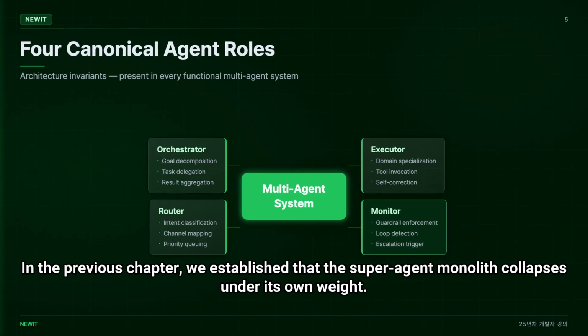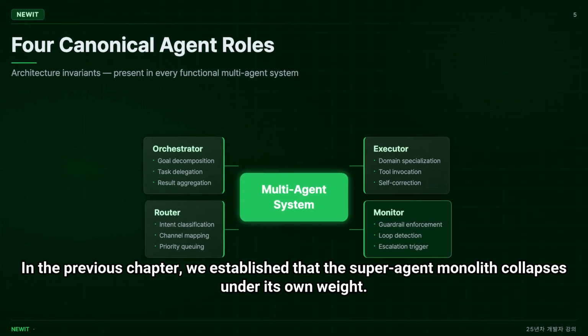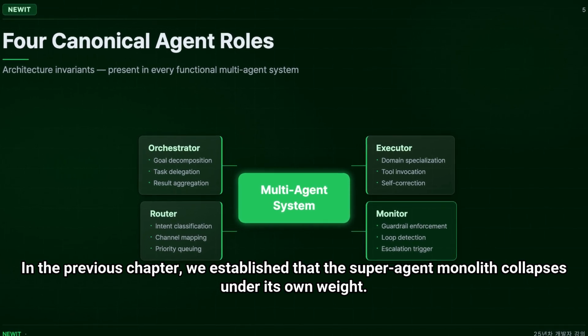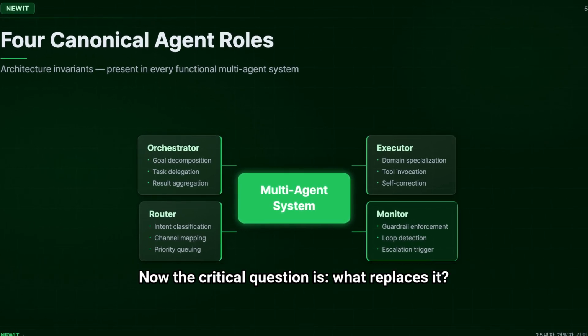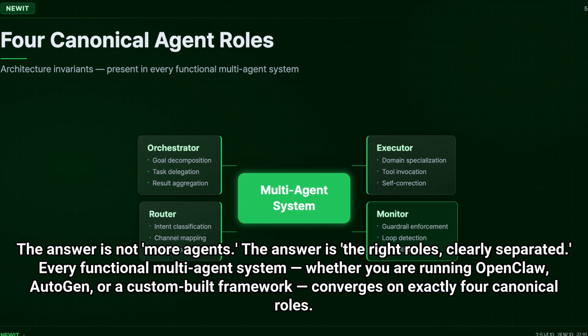In the previous chapter, we established that the super agent monolith collapses under its own weight. Now the critical question is, what replaces it? The answer is not more agents. The answer is the right roles clearly separated.